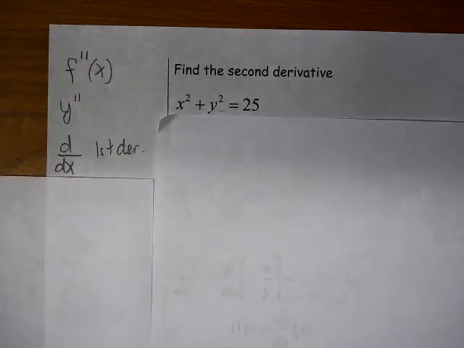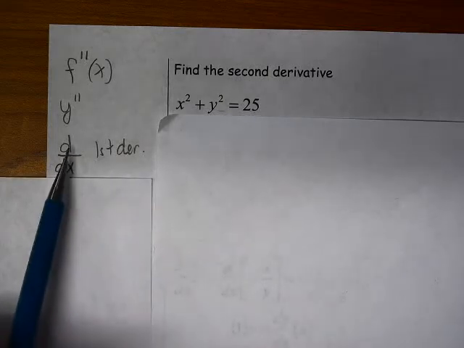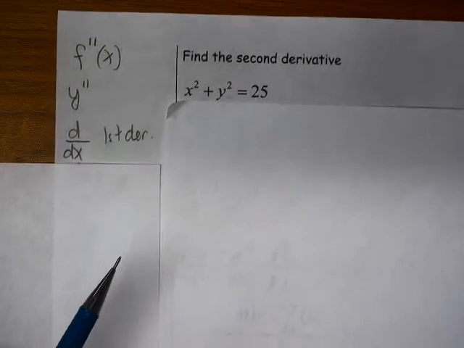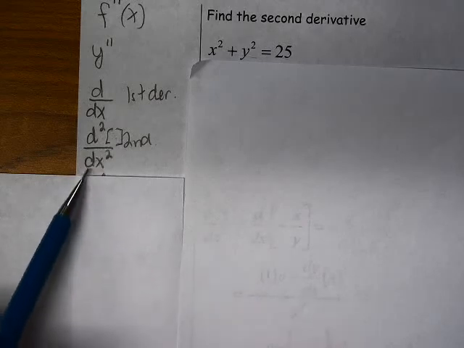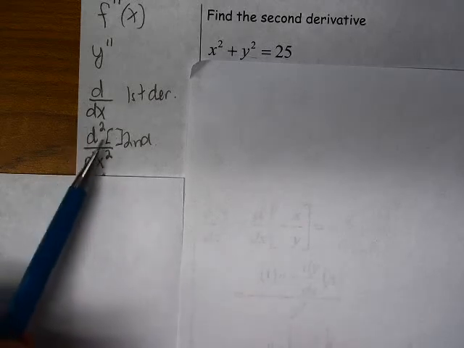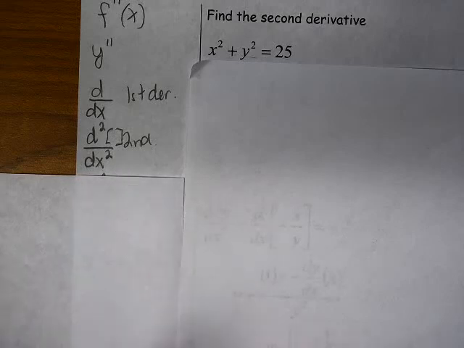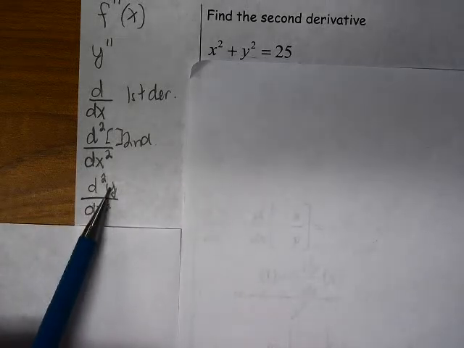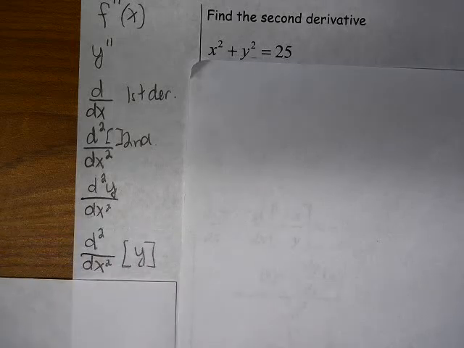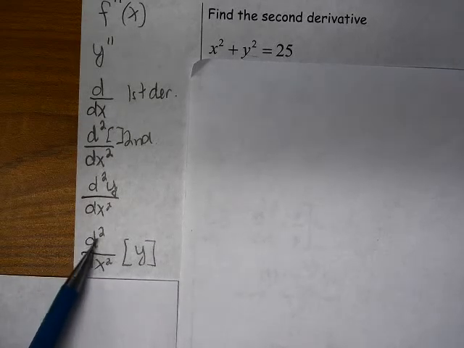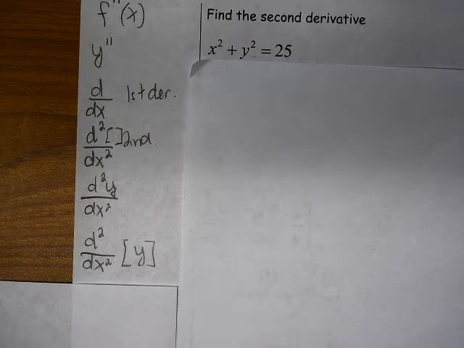There's another notation that we frequently use as well, though. We know that d dx means the first derivative. So the second derivative is indicated as d squared of something over dx squared. So this is the second derivative of something. So we could have d squared y over dx squared. That's the second derivative of y. Or we could even write it this way: the second derivative, d squared dx squared of y. So those are just some different ways you'll see it. Typically the second derivative of y is going to be written this way: d squared y over dx squared.